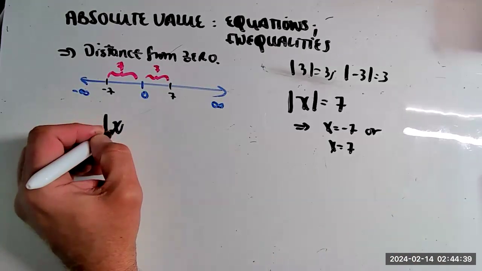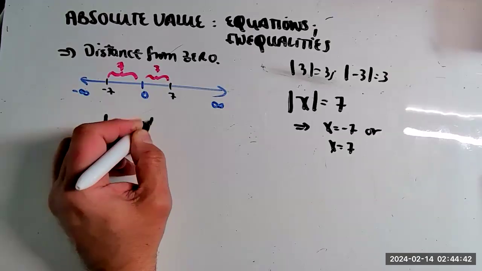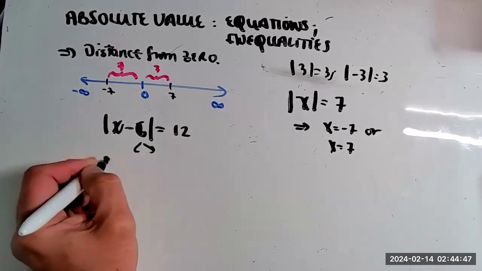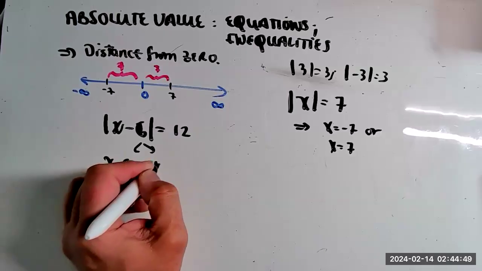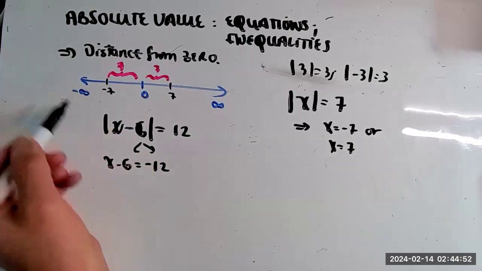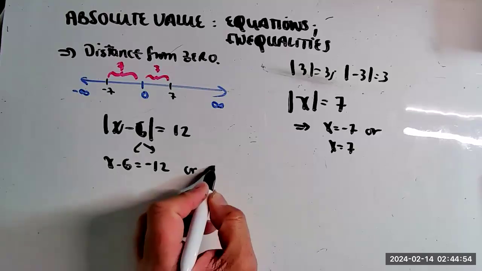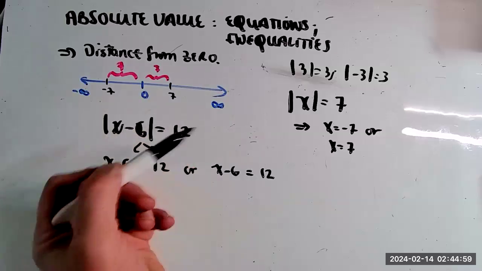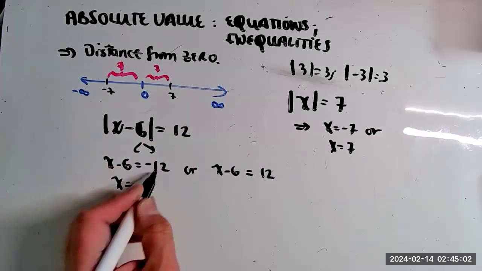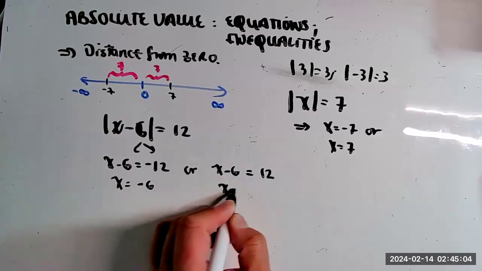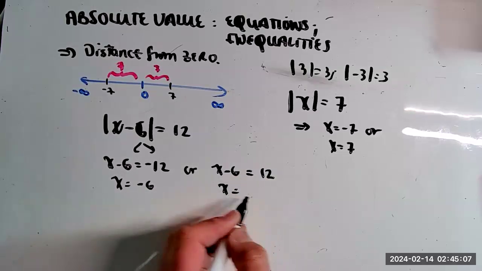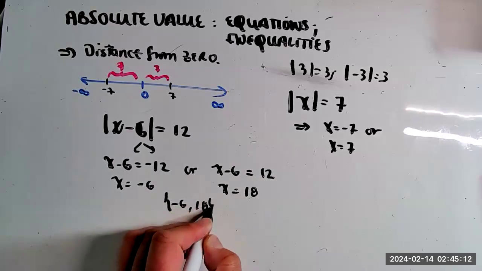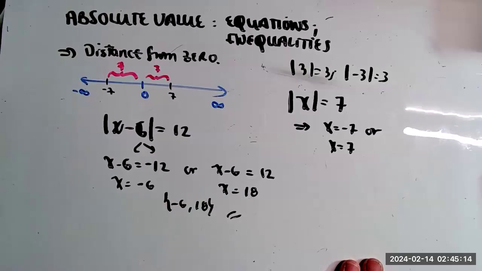If I have absolute value of x minus 6 equals 12, what do we know? That x minus 6 is either 12 units from 0 to the left, so negative 12, or x minus 6 equals 12, 12 units from 0 to the right. Therefore, here we add 6, x equals negative 6. We add 6, x equals 18. Two solutions, negative 6 and 18, and voila, we are done.